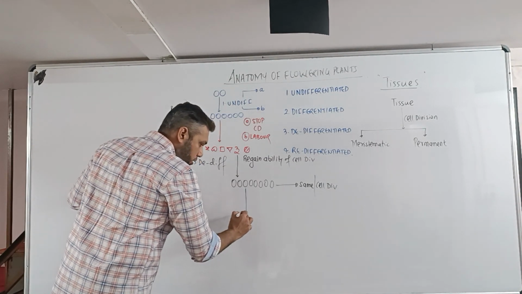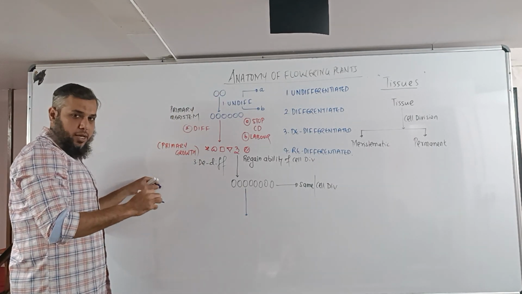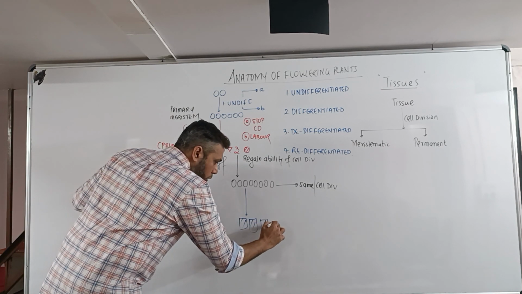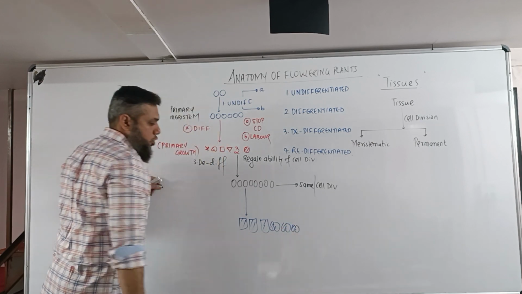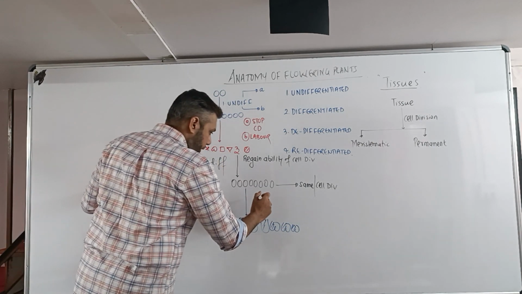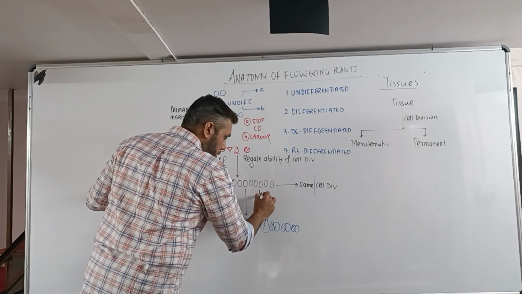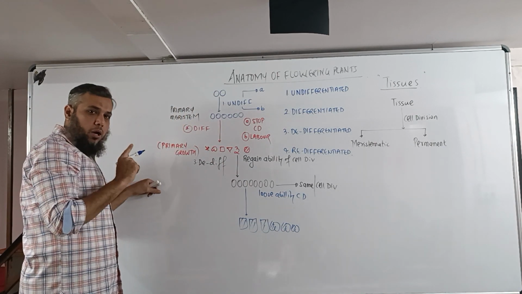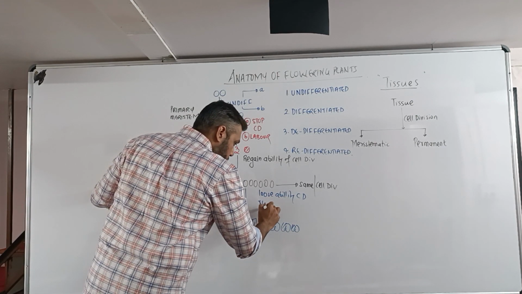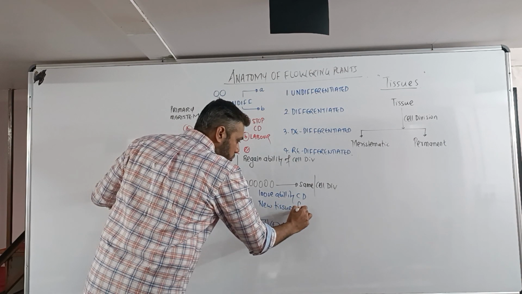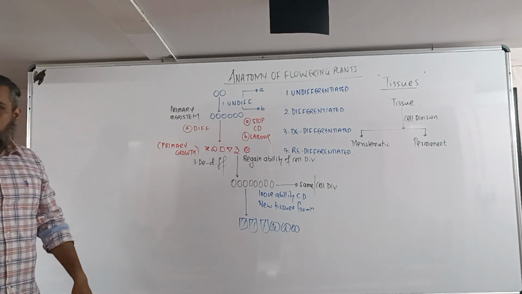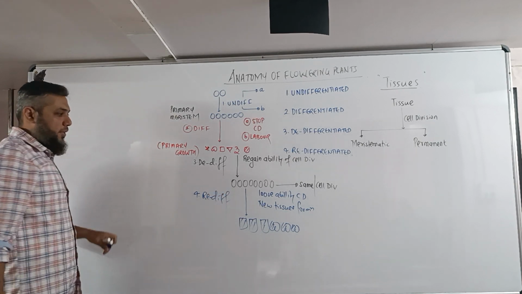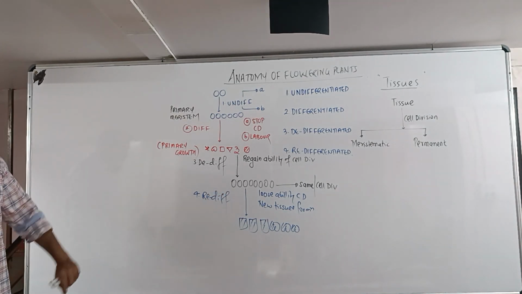Now these cells once again result in the formation of new tissues. They once again lose the ability to what, bachalo? Cell division. I hope you got my point. And new tissues are formed. So now, can I say they have become what, bachalo? Re-differentiated. Once again they have got differentiated, right?